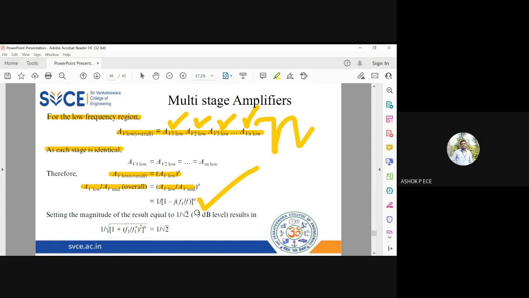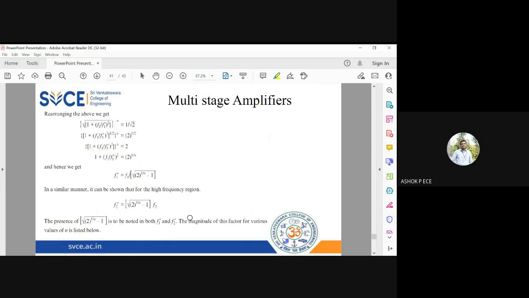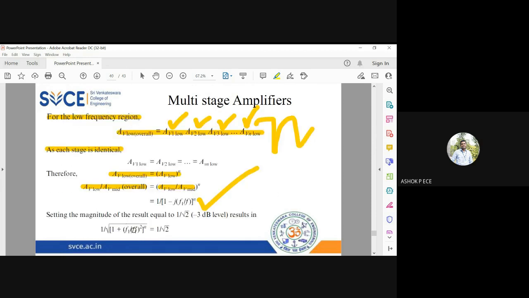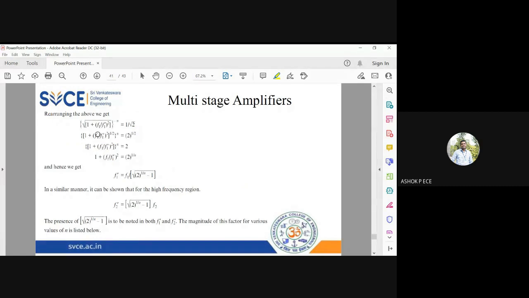For the modulus of a complex number a plus jb, it is the root of a square plus b square. Same thing: 1 by square root of 1 plus f1 by f dash, the whole square, the whole power n, is equal to 1 by root 2. So I am just inverting that. So 1 plus f1 by f1 dash, the whole square, power minus n, equal to 1 by root 2.